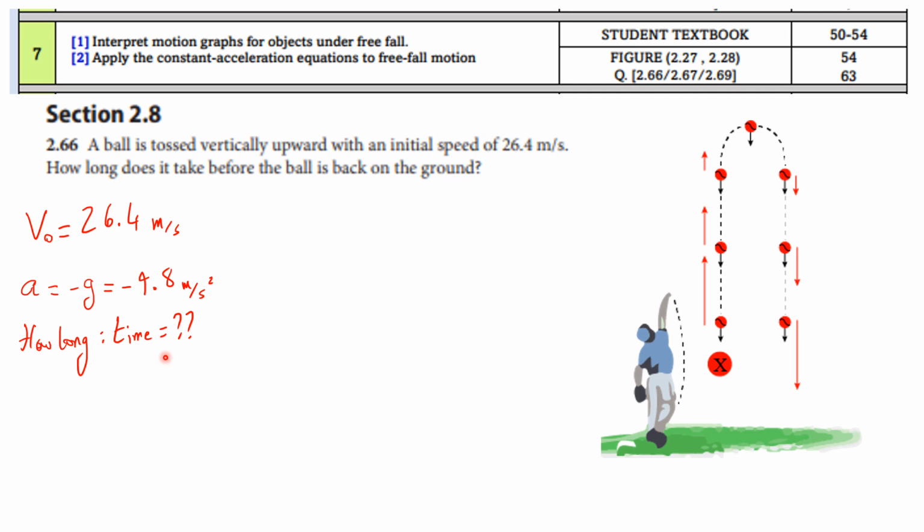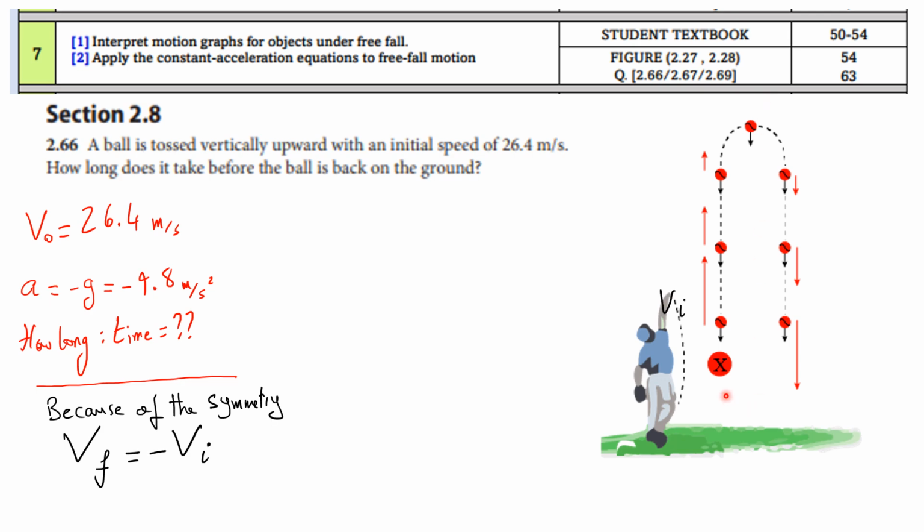But remember, they give us the initial velocity. Because of the symmetry, you see the symmetry in the graph, the initial velocity, which is 26.4, is equal to the final velocity, but in a different direction. So this is about the symmetry. The same speed that you throw the ball with, the ball will fall down with the same speed, but in opposite direction, of course. That's why we can write that Vf, the final velocity, equals the initial velocity but in opposite direction, so it's minus.